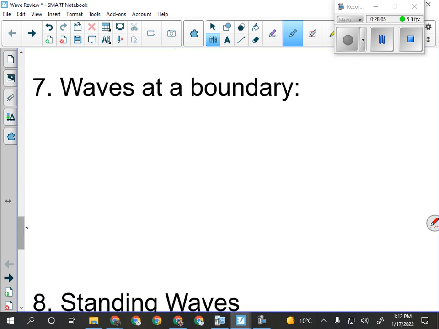Okay, waves at a boundary. There are some multiple choice questions about this. What do waves do when they encounter a boundary between 2 media? Well, their speed changes, their wavelength changes, the frequency stays the same. And at any boundary, some wave energy gets reflected and some gets transmitted.